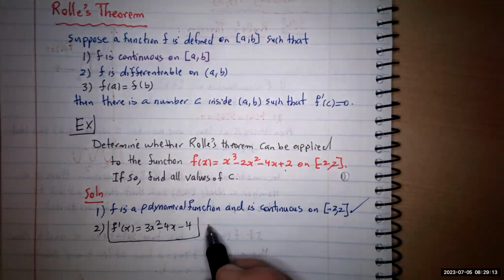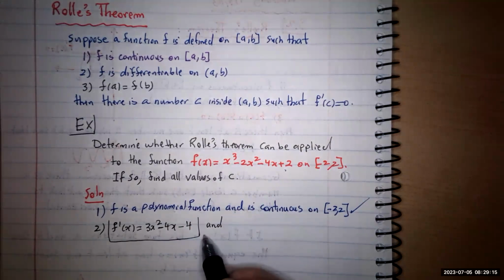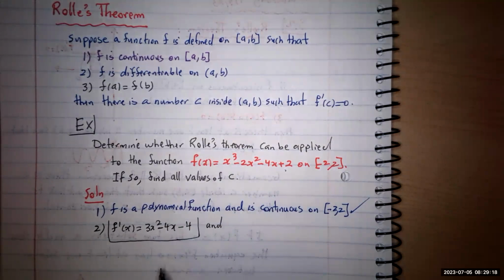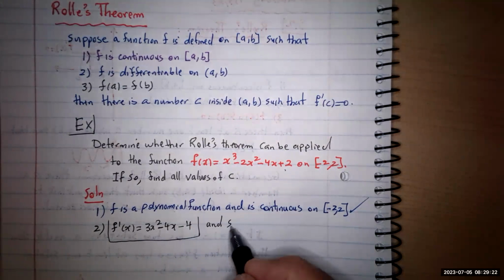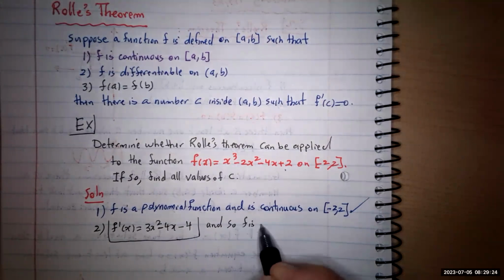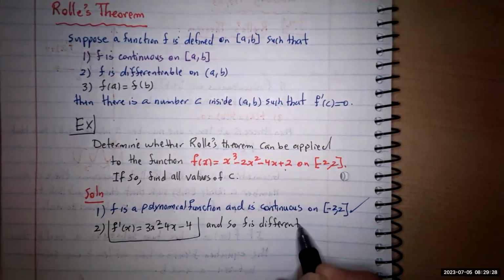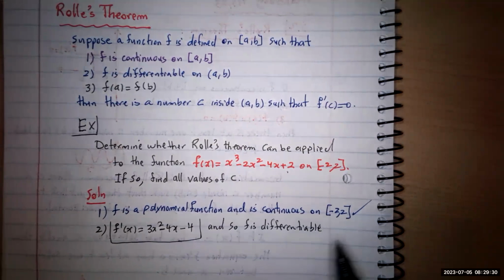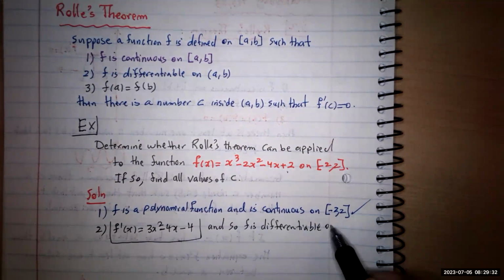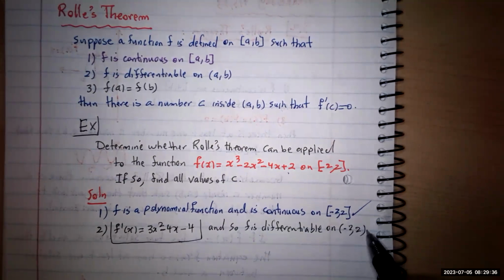Okay, this is it. And you can say that I have the derivative for you. So this means f is differentiable. It's differentiable everywhere. But remember, you want it on the open interval (-2, 2). The second condition is also satisfied.